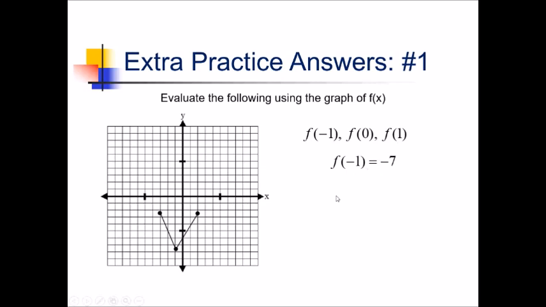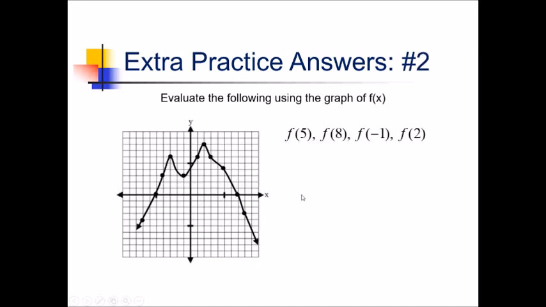So we'll say approximately. And then for f of 0, the y value at x equals 0 right here is a little bit more conclusive. That definitely looks like -6. And then for f of 1, here's our x value 1, and we're going down to the y value -4 right there. So f of 1 equals -4.